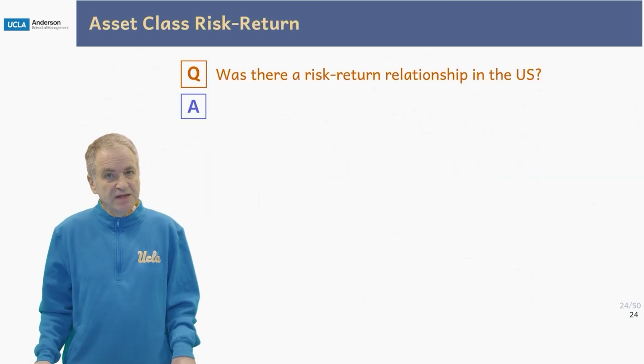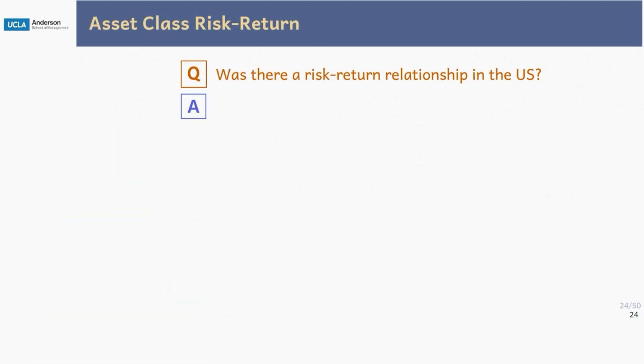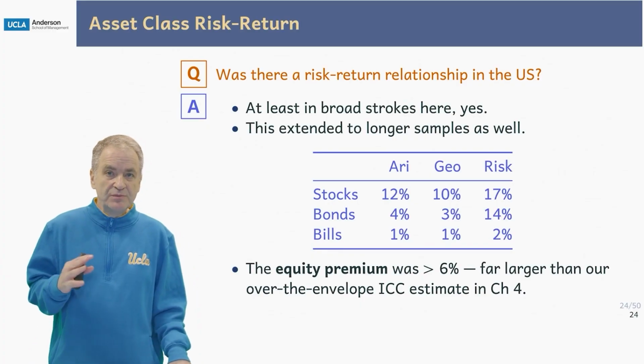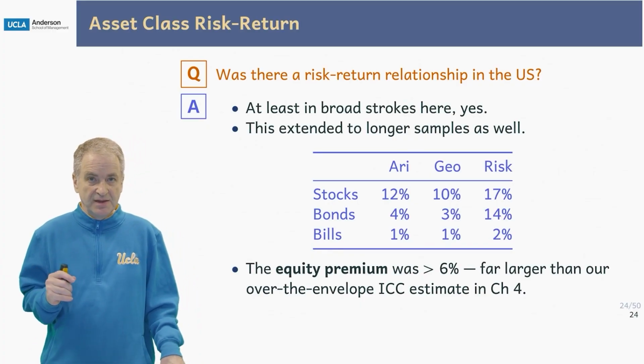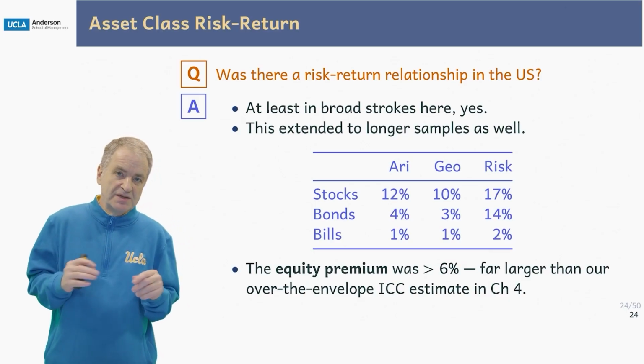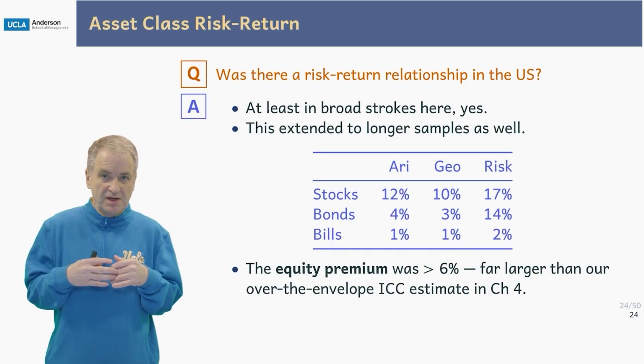Was there a risk-return relationship in the United States? Please pause this video now, answer the question on a piece of paper, and then continue. At least in broad strokes here, yes. So this also extended to longer samples as well. So it's not just an artifact of this small sample period, this held.